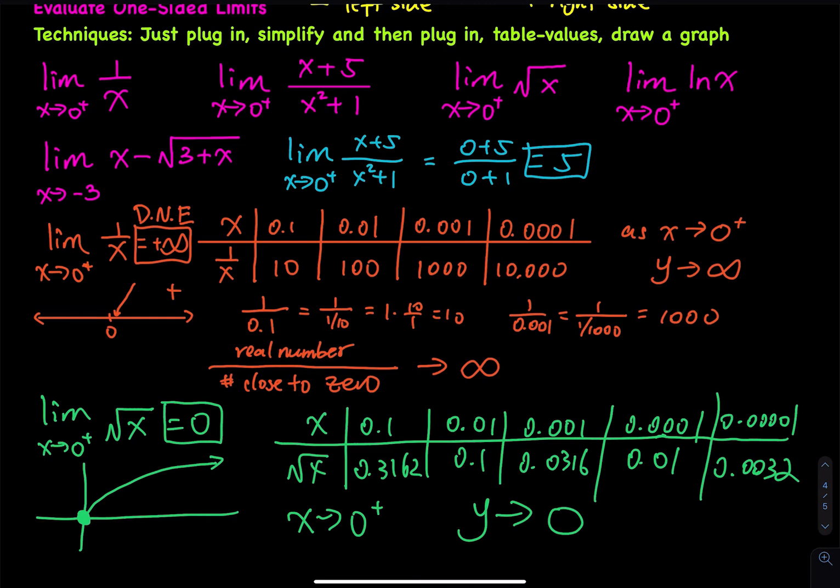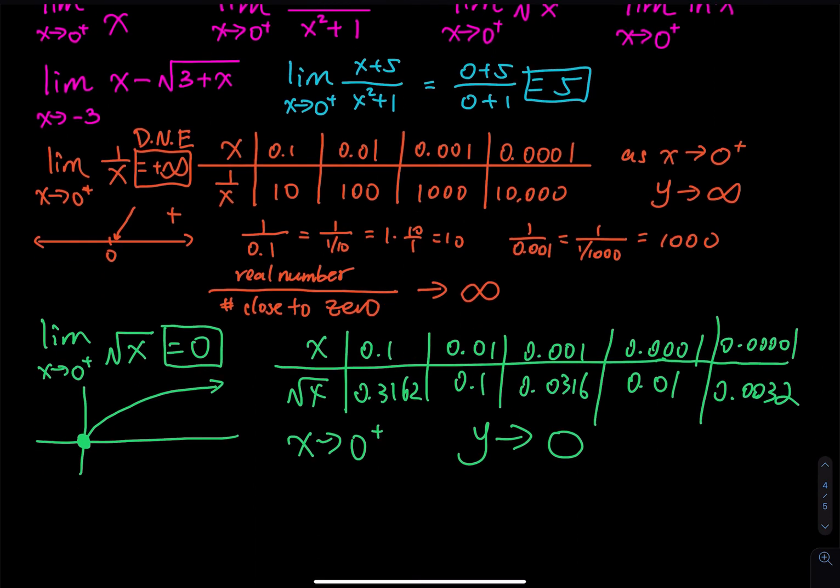Okay, so how about this? What if I have the limit as x approaches 0 from the left? Is this possible? What is x approaching 0 from the left? That means we have a number that is slightly less than 0. That means that number is negative.